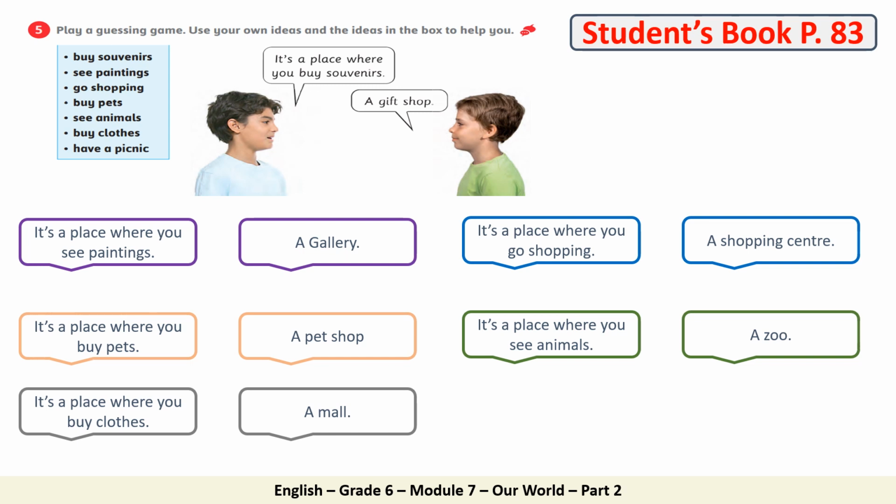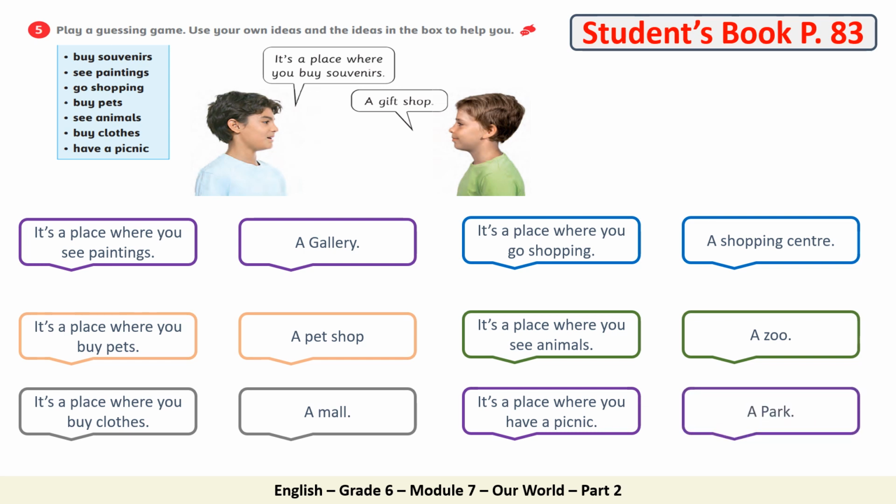Fine, very good. Finally, we have a picnic. Let's see how you make the riddle or the sentence. It's a place where you have a picnic. What is this place? Obviously, we all know. Right, it's a park. Great job, everyone. Awesome. I hope this was really, really easy.